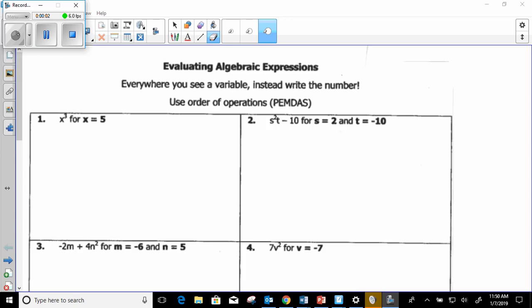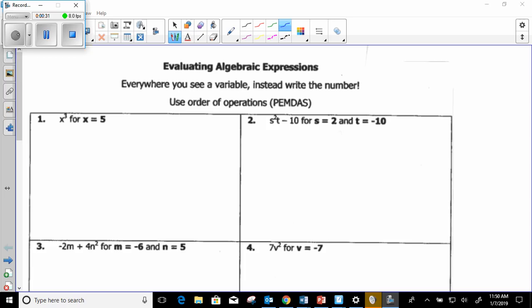Today we're going to talk about evaluating algebraic expressions. Whenever you see a variable like a letter X or an S or a T, you're going to substitute the number for that variable. One other important piece of information is if you see two letters next to each other, that means to multiply, and you'll see some examples as we go through these problems.